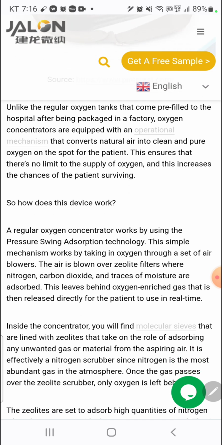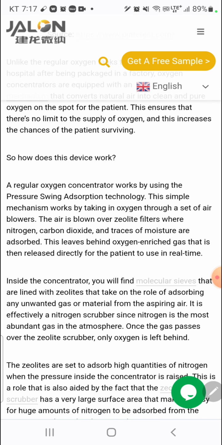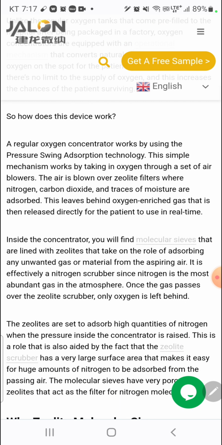How does this device work? A regular oxygen concentrator works by using the pressure swing absorption technology. This simple mechanism works by taking in oxygen through a set of air blowers. The air is blown over zeolite filters where nitrogen, carbon dioxide, and traces of moisture are absorbed. This leaves behind oxygen-enriched gas that is then released directly for the patient to use in real time.